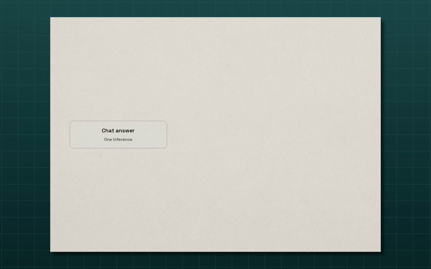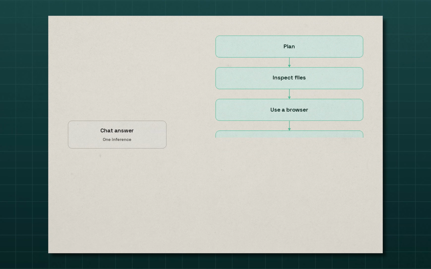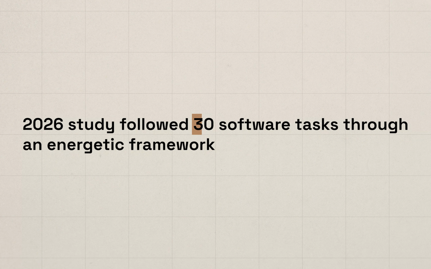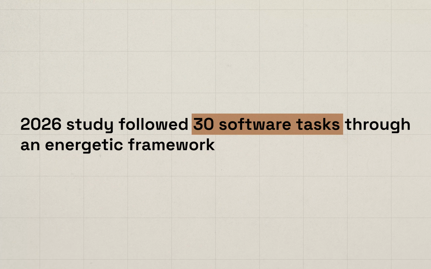So this is the economic pattern I want viewers to see. You don't need to be using the strongest model sitting in every chair. You should be using the right model at the expensive decision points and a cheaper workhorse everywhere else. This becomes more important when we reach the harness. So a chat answer may be one inference. An agent can plan, inspect files, use a browser, run a command, read the result, critique the work, and retry. And one 2026 study followed 30 software tasks through an agentic framework.